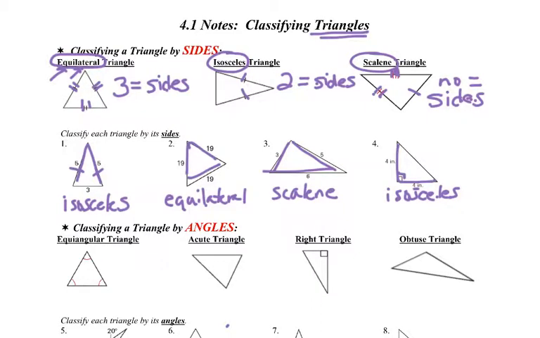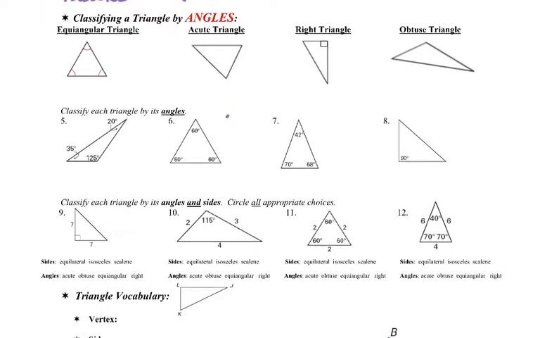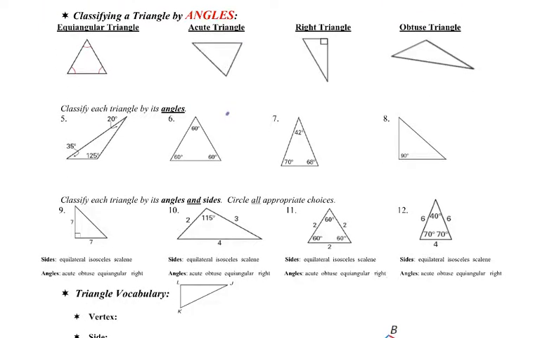Next is classifying triangles by angles. So we're looking at the angles instead of the sides. If we see a triangle with 3 equal angles, that triangle is called equiangular. Equiangular. By the way, how many degrees would each angle be? Do you know? Well, how many degrees are in a triangle? 180, and if they're all equal, you could just divide 180 by 3. Equiangular triangles always have 60, 60, 60 for their angles.